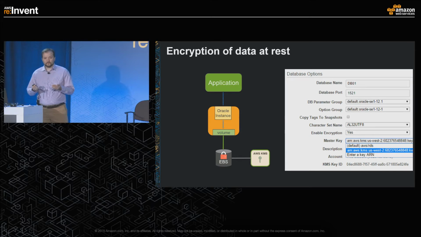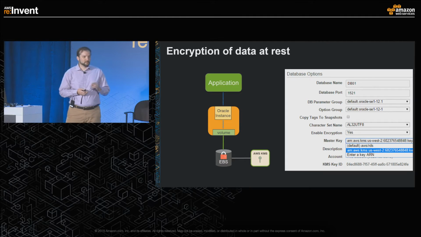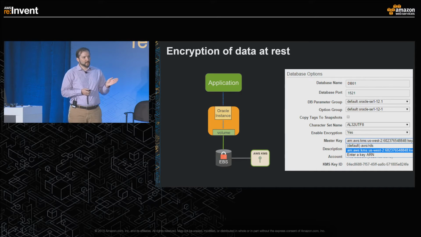You have several options of how to manage keys with this technology. You can either choose to let Amazon RDS manage your master encryption keys, or you can choose to use the Key Management Service, KMS for short, to manage and maintain your keys. And it's really simple to set up this encryption technology. When you create your database or when you modify your database, you select yes for enable encryption, and you choose which keys you want to use.